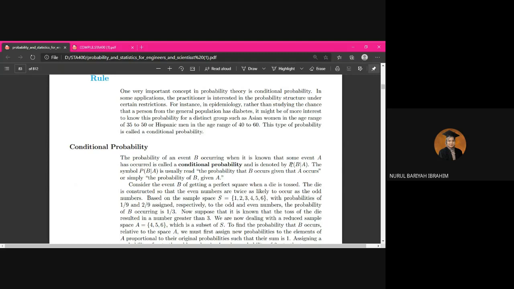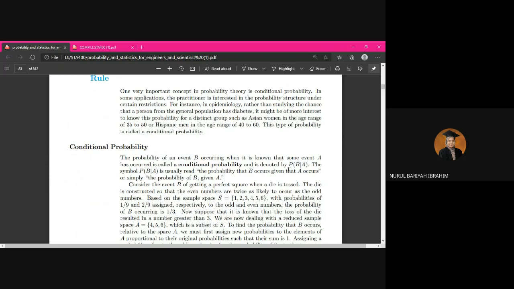And the notation for conditional probability, the probability of event B occurring when it is known that event A has occurred, is P(B|A), the probability of B given A. The symbol P(B|A) is usually read as the probability that B occurs given that A occurs. So this probability of B given A is the probability of event B occurring when it is known that event A has occurred before.